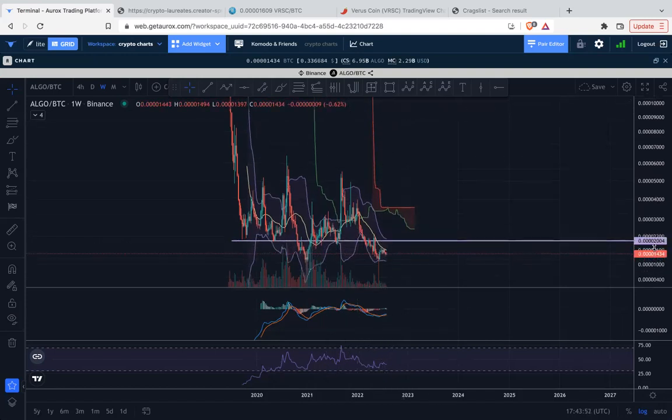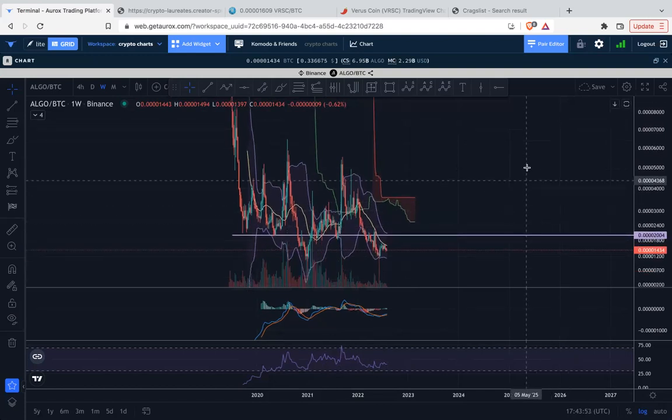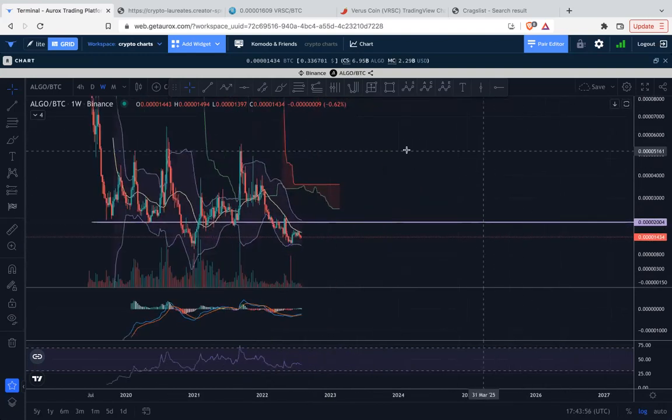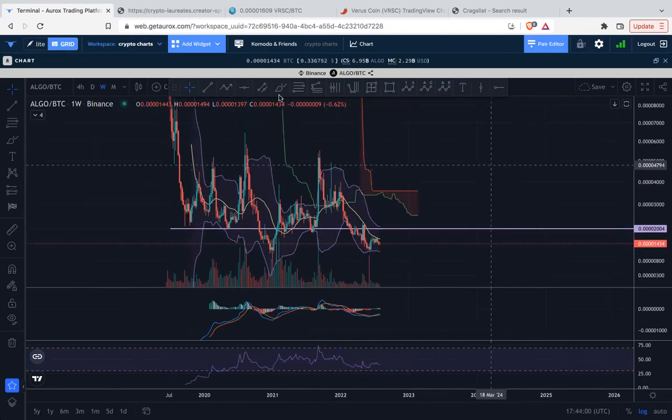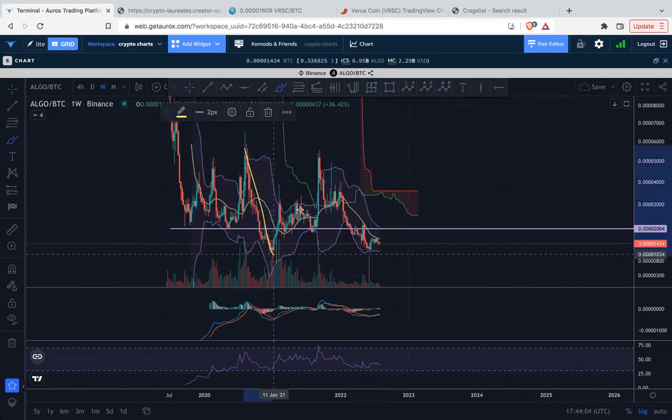And so that's relatively weak. The thing that you do have going for it on Algorand is a potential for a W type of bottom and get out of there. And the main thing would be to reclaim above this horizontal level. So that's what you've got.